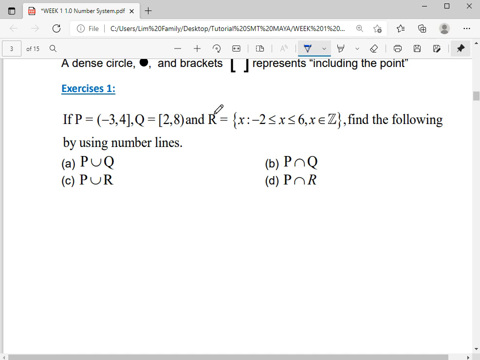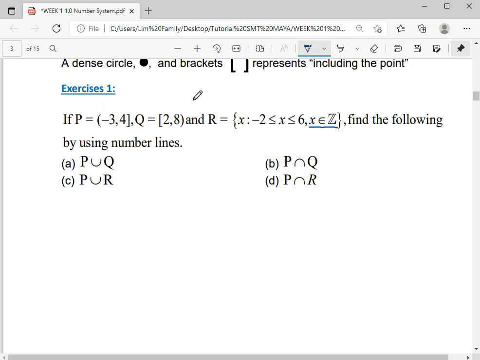For R, be careful, you have to read it carefully. They say x is between negative 2 and 6, and they say this kind of number is under the category of integers. Integers mean we only involve whole numbers, we don't involve any decimals. So be careful when you want to draw this. If they didn't mention anything, it means it is a real number, randomly all the numbers from negative 3 until 4. But like this, it will be integers, so the drawing will be different.